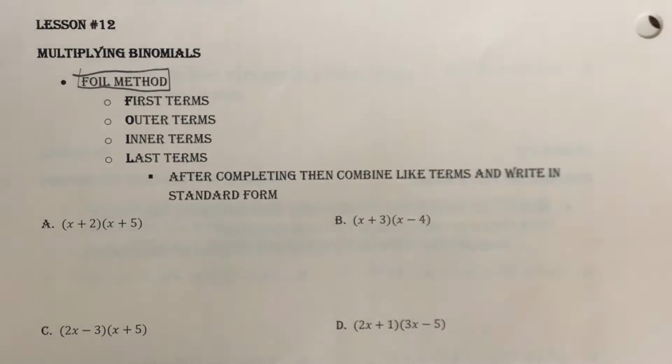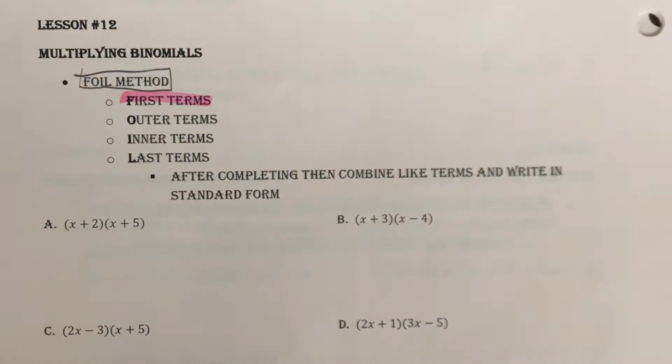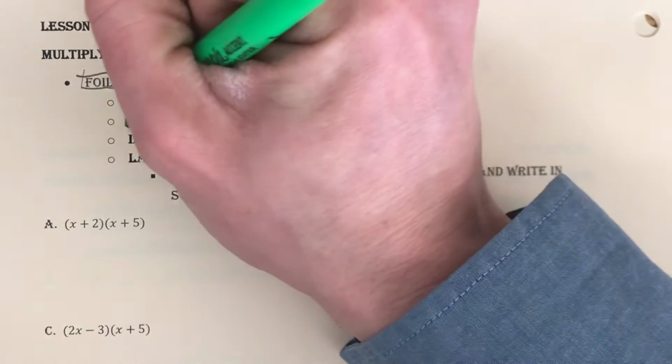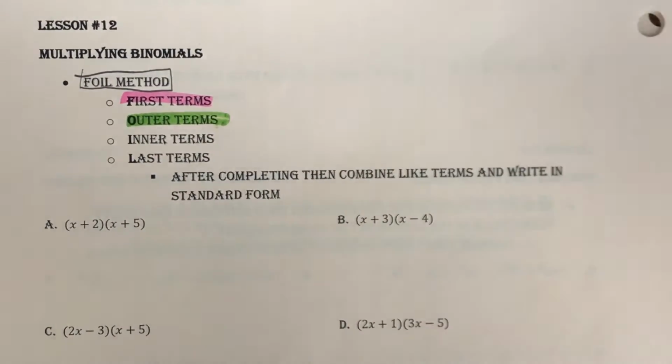And the FOIL method is an acronym. The FOIL stands for what order we multiply things in. So the first one we do is our first terms. We're going to multiply the first term of each binomial times the first term of the other binomial. After that, we'll move on to the outer terms. So this would be the first term of the first binomial and the second term of the second binomial. They're going to be on the outsides of the expression.